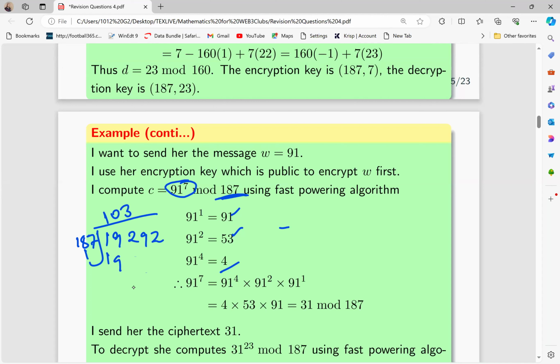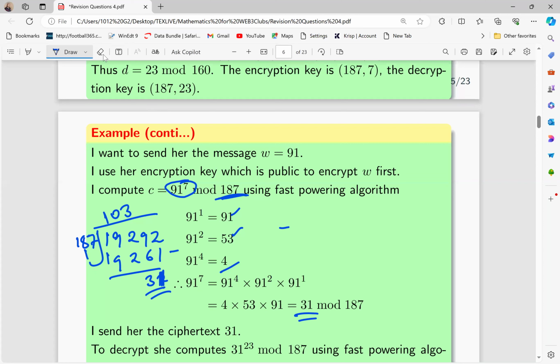19,261, subtract. What is the remainder? That one is the remainder. That's what I wrote there. Now, so what are we doing? We're encrypting this message, to get the ciphertext.